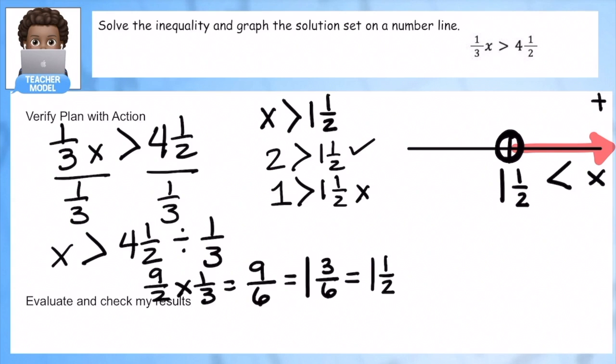This is a little bit conceptual, but remember you can try different numbers on the number line to see whether or not it's true to help confirm your thinking.